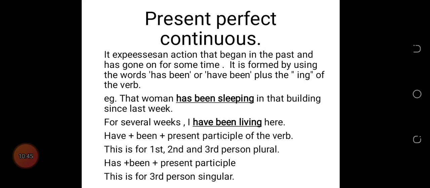Then we have also talked about the present perfect continuous, and we say that it expresses an action that began in the past and has gone on for some time. And we introduce has been and have been. Then we add the present participle form of the verb, the ing form, to form such sentences.